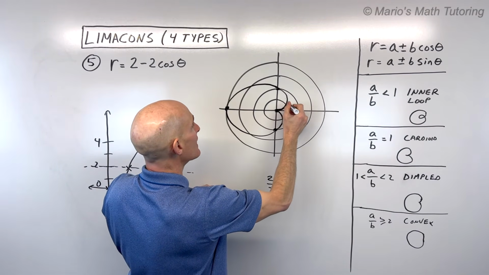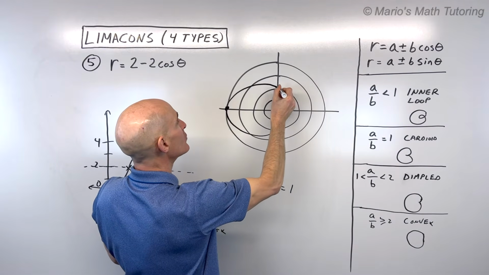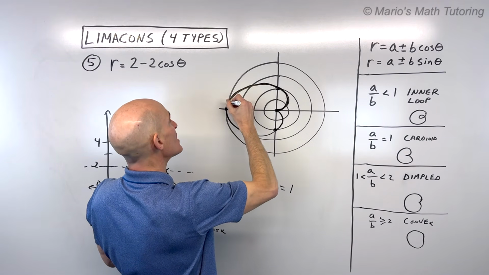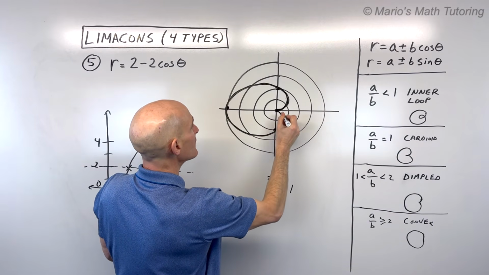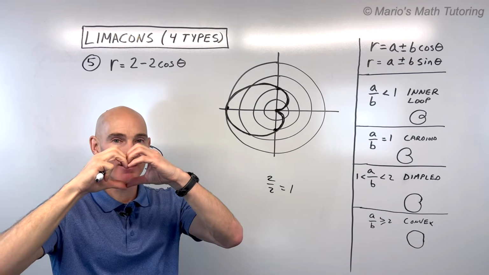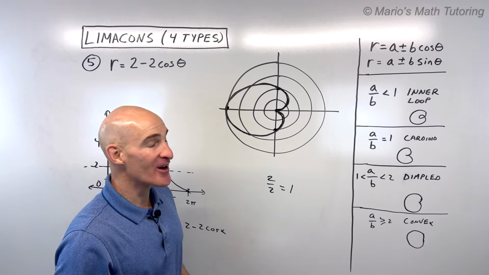So let me darken that a little bit so you can see it a little bit clearer on the video here. It's a cardioid shape, that heart shape, and that's the graph. So cardioid, right? Okay, let's go ahead and do the next example.